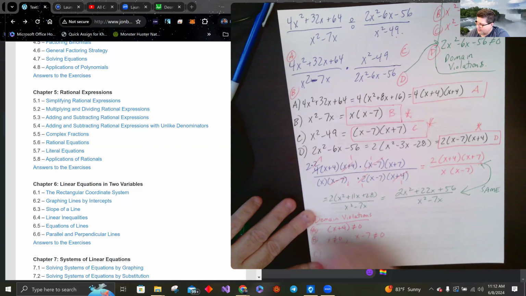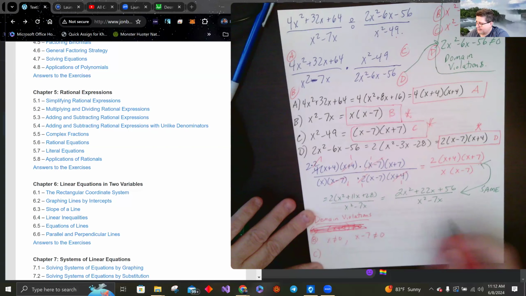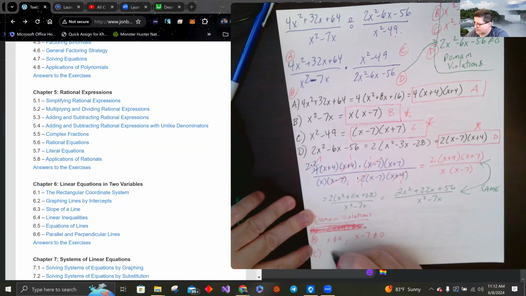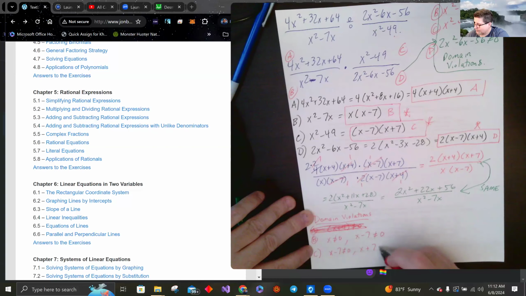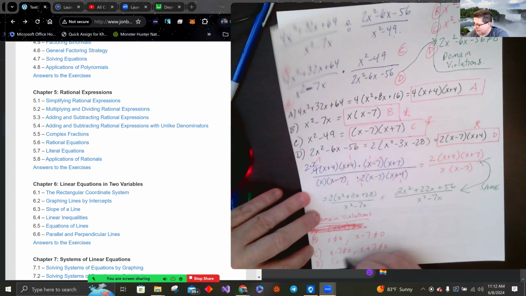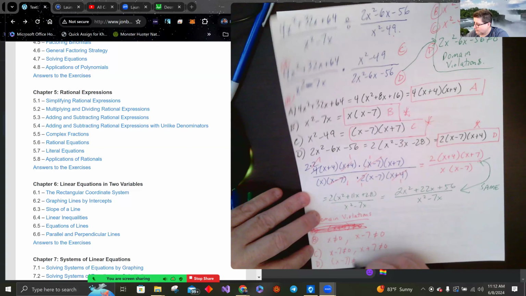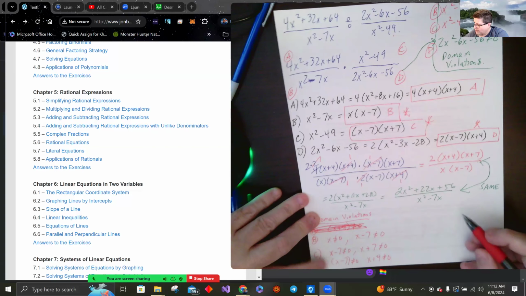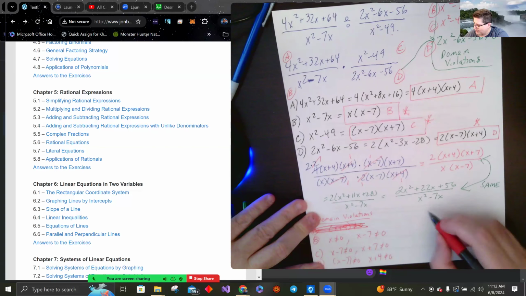Oh, A was not a domain violation, just B, C, and D were. B, C was x minus 7, so x minus 7 cannot equal 0. X plus 7 cannot equal 0. D had x minus 7 and x plus 4. Looks like x minus 7 was repeated a few times.